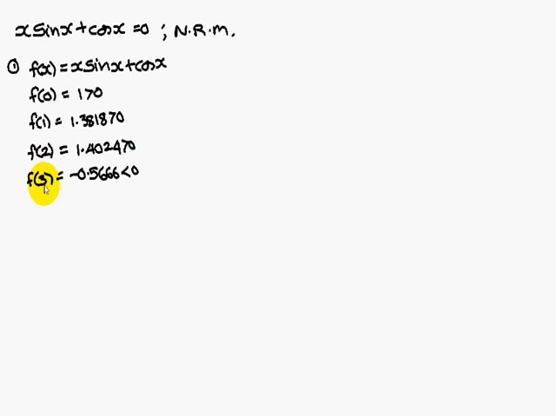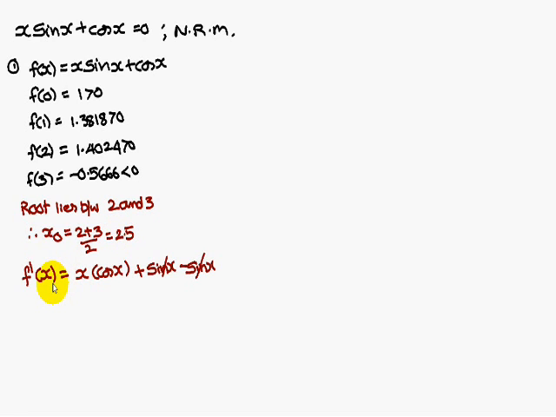F of 3 is minus 0.5366, which is a negative value. Therefore, the root lies between 2 and 3. And x naught is nothing but the average of these two numbers. X naught, you consider the average of these two numbers, 2 plus 3, that is 2.5.